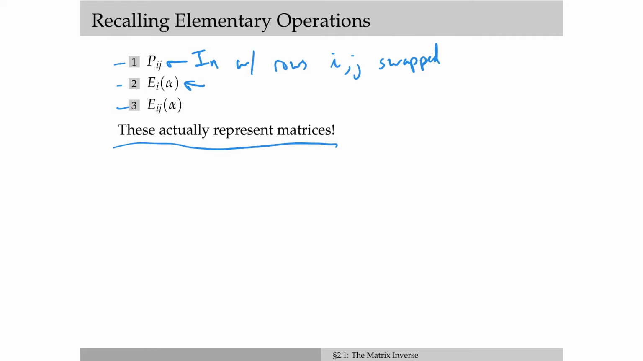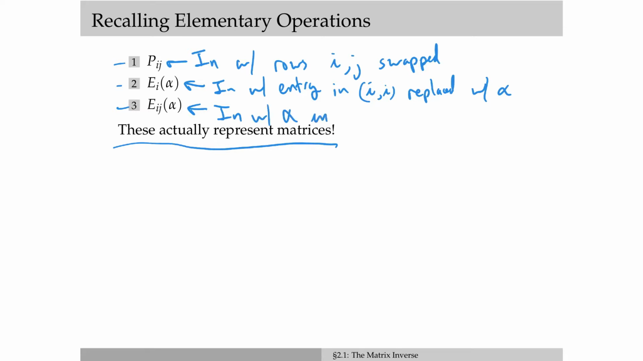What's E_i of alpha? Well, that's the identity with the entry in the ii place replaced with alpha. And finally, E_ij of alpha, what we got here is I sub n with alpha in the, this is odd, ji position. Okay, so it's a little bizarre, but you'll get the hang of it.